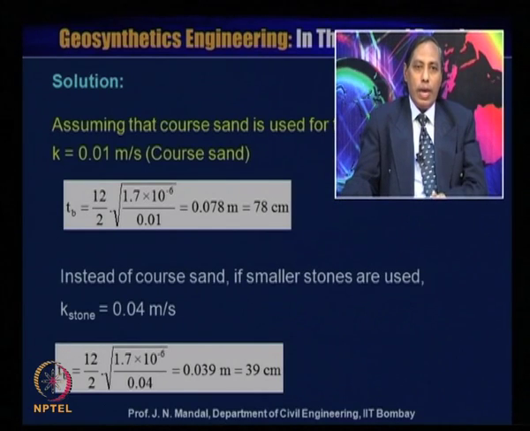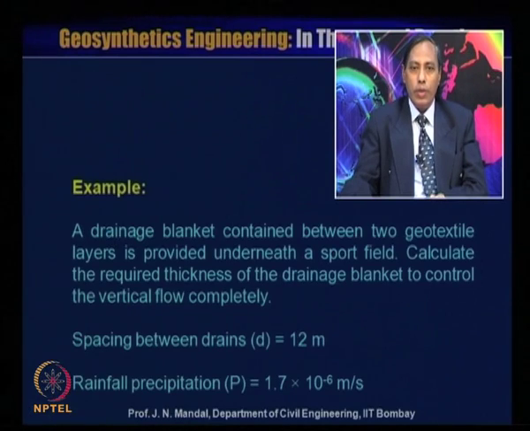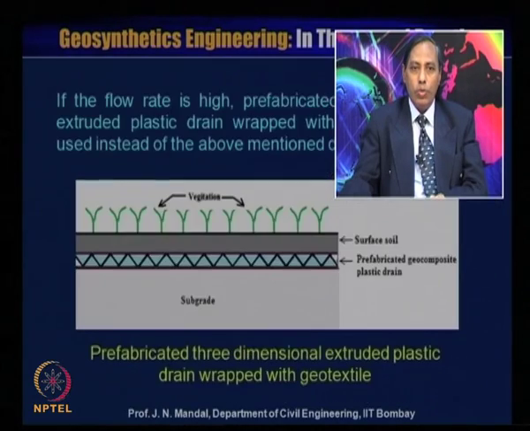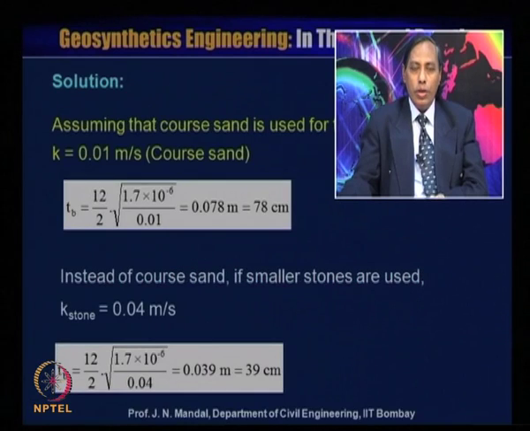Then you calculate what should be the TB. TB will be equal to, using this earlier equation, you know that equation, TB is D by 2 root over P by K. So it is 12 by 2 root over P by K, that is 1.7 into 10 to the power minus 6 divided by 0.01. This will give TB as 0.078 meter, or 78 centimeter.